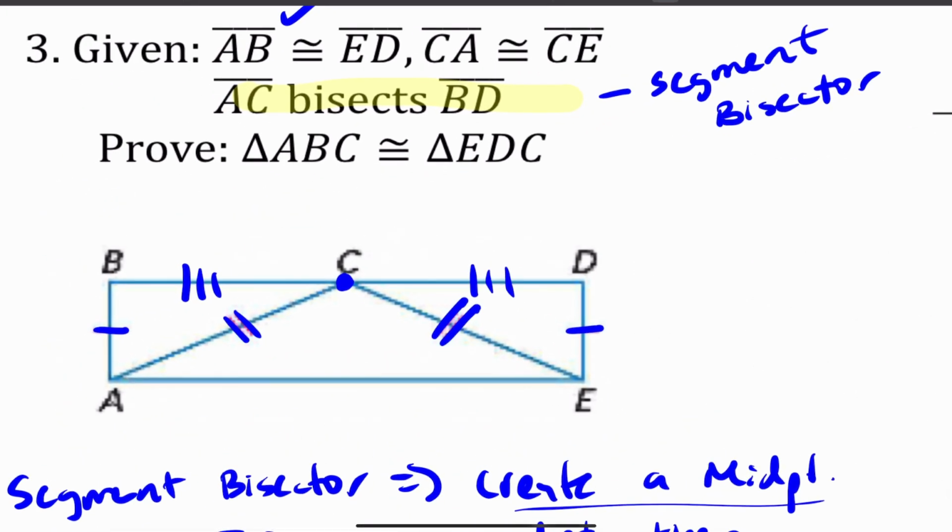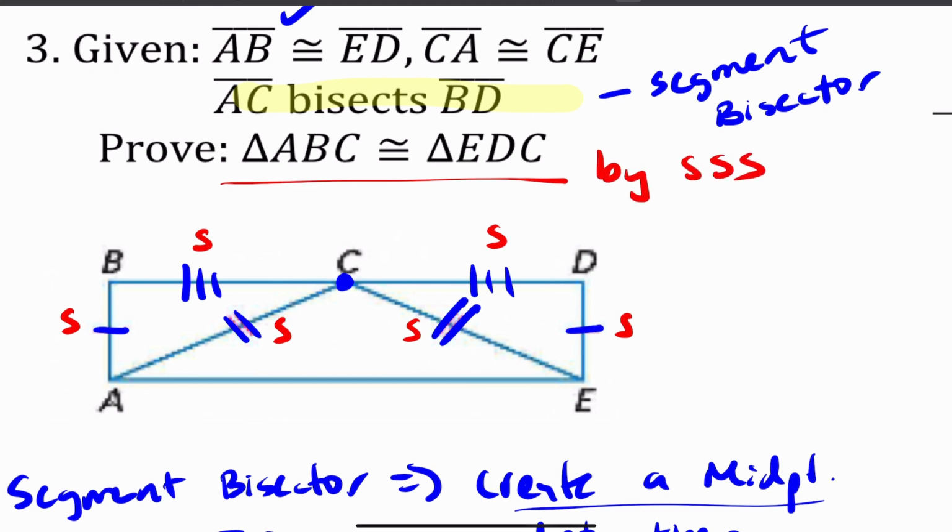Okay, my goal here is to prove that triangle ABC is congruent to EDC. And note that, just by looking at the tick marks here, this is congruent to this. 1 tick mark there, 1 tick mark there. This is congruent to this, so 2 tick marks there, 2 tick marks there. And then this is congruent to that. 3 tick marks there, 3 tick marks there. So what does this say? Well, I can say that these 2 triangles are congruent by side, side, side. Okay, hopefully that makes some sense.